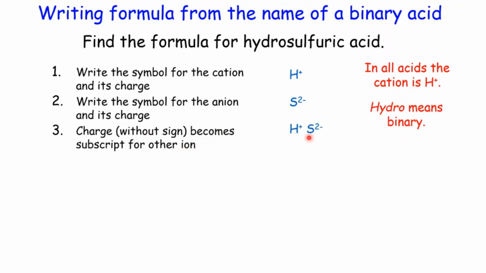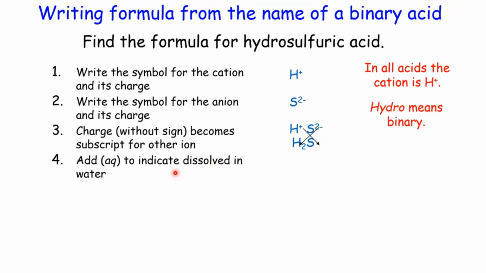What does it mean? You see, the charge for hydrogen is +1, therefore the subscript for S is 1. If it's 1, we don't write it down. And then the charge for sulfur is 2-. We'll just simply use 2 without sign. You see, we just use the absolute value as the subscript of the other ion, which is hydrogen. That's why it's H2S.